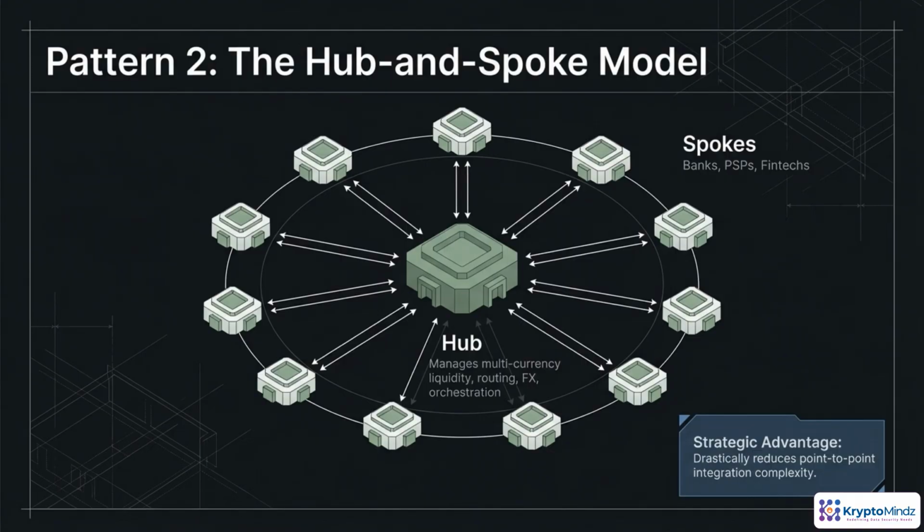The hub-and-spoke model centralizes most of the heavy lifting into one place. Instead of every bank or fintech integrating with every other participant, each connects once to the hub. The hub manages multi-currency liquidity, performs FX, enforces rules, and orchestrates both on-chain and off-chain steps. Spokes mainly focus on their customers and local rails. For your institution, that means fewer integrations to build and maintain, simpler change management, and faster time to launch new corridors or partners, because the network grows by adding spokes, not new bilateral links.